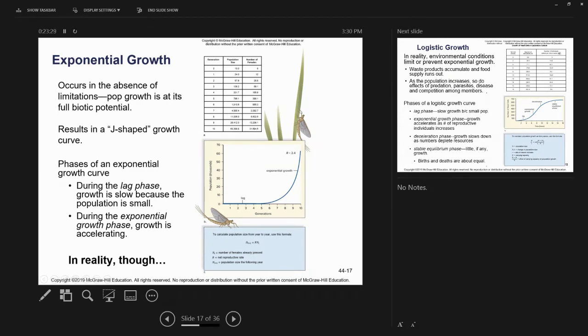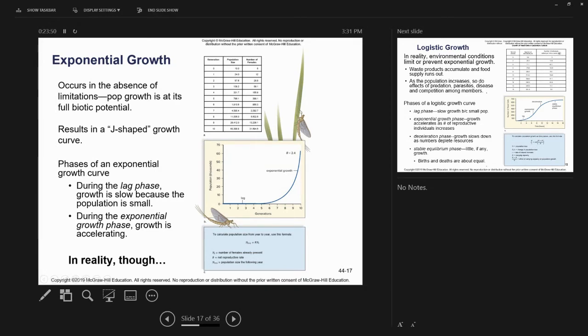But as I have more individuals, if I have 100 individuals reproducing, I'm going to end up, even if it's just 1-to-1, I'm going to end up with 200, then 200, 400. Those 400 become 800. Those 800 become 1,600. I can increase really, really rapidly. So I have a J-shaped curve.